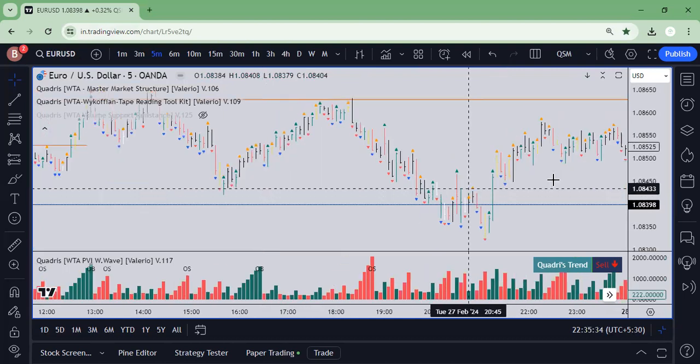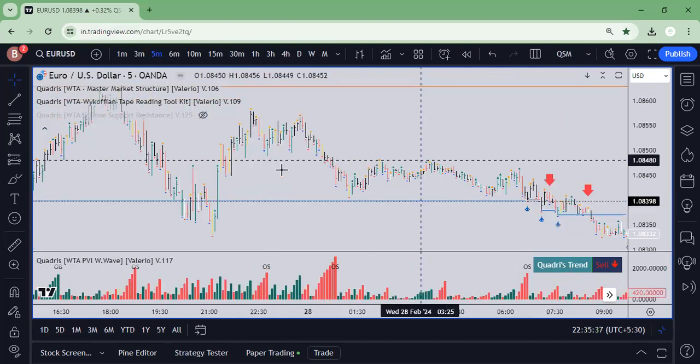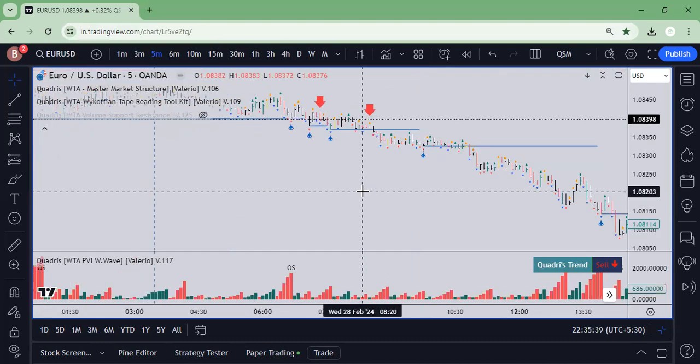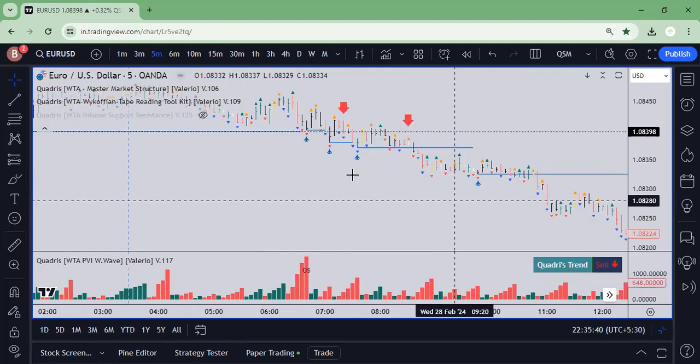And on 27th of Feb, now on 28th of Feb, I got 2 trades.